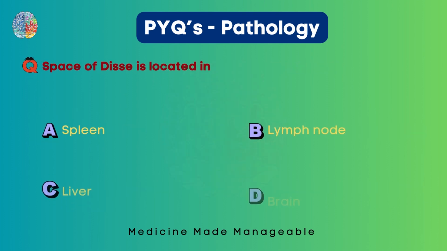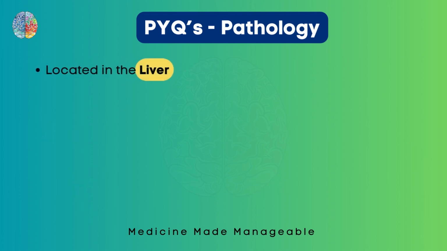Now, space of Disse is located in spleen, lymph node, liver, or brain. So this is pretty easy. It is located in the liver. Now, it is not enough to know where it is located. You need to know the additional details, because in the upcoming exams they are not going to ask this same question. They're going to ask a question around this topic. So let's see, what is this exactly?